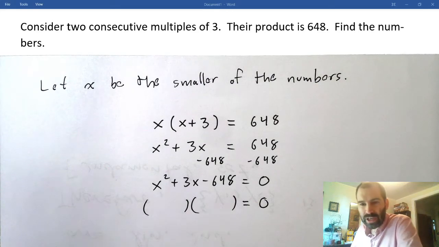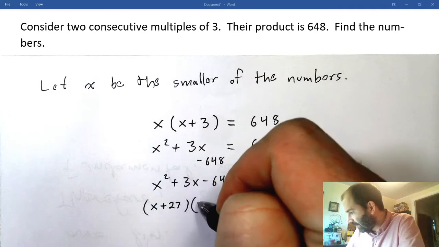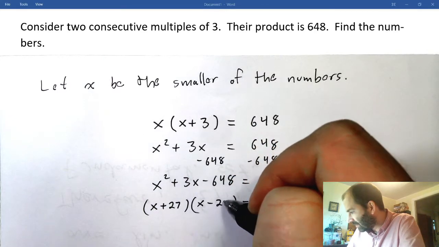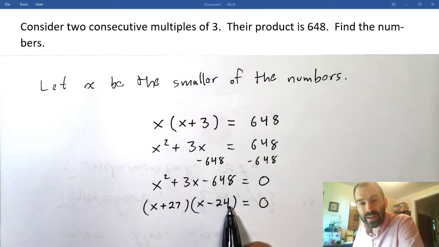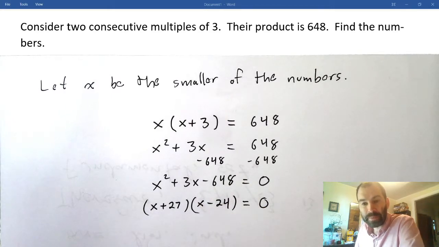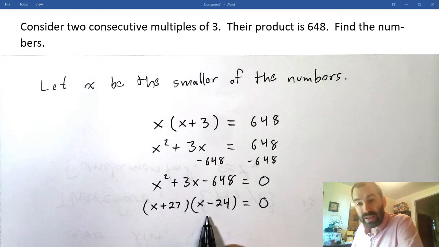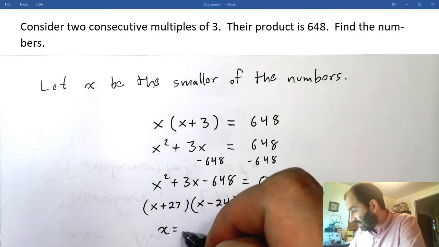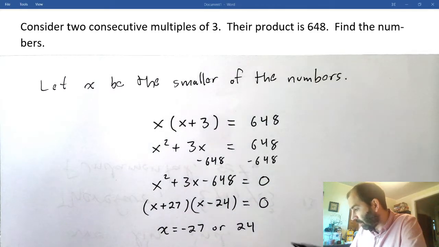Okay, so let's check our work together. Here's what you should have gotten. x plus 27, x minus 24. These are two factors of negative 648, and they add to 3. So that's the factorization. All right, well, this gives us two answers for x. x is negative 27 or positive 24.